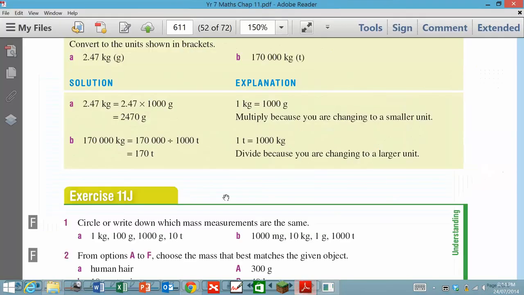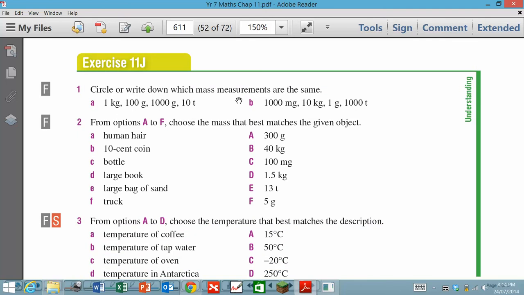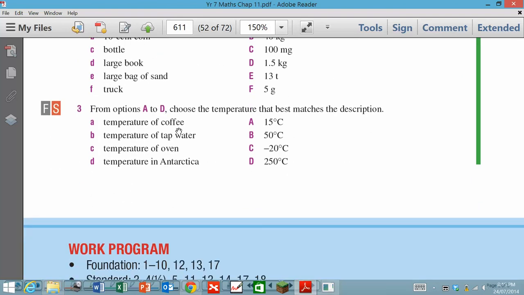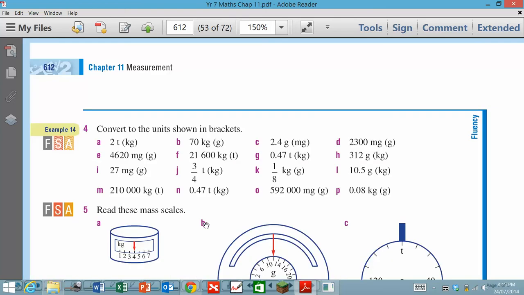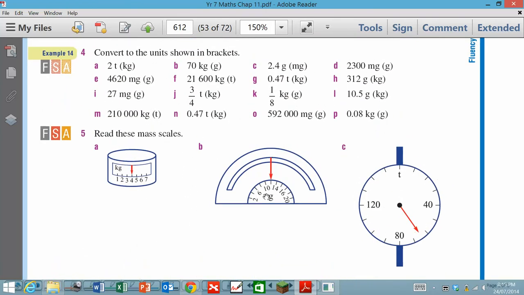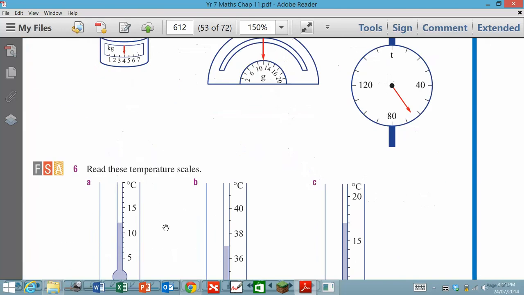Now, when you're looking through this particular exercise, there's a variety of different things that you might have to do. So circle or write down which mass units are the same. Again, you're going to have to work on your conversions for that type of stuff. Which one would be the best match for the various objects with their masses. Think about temperature, so which item best fits the temperature. What have we got here? Converting units, reading scales. We've done that a bit in science, so that shouldn't be any drama for you guys.